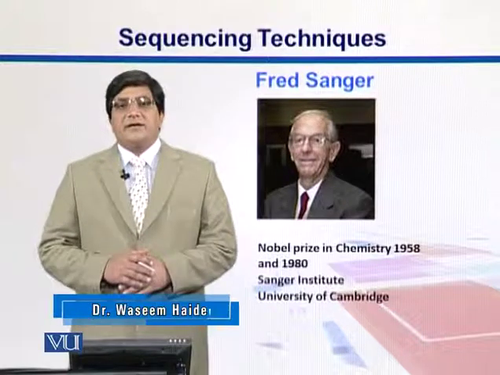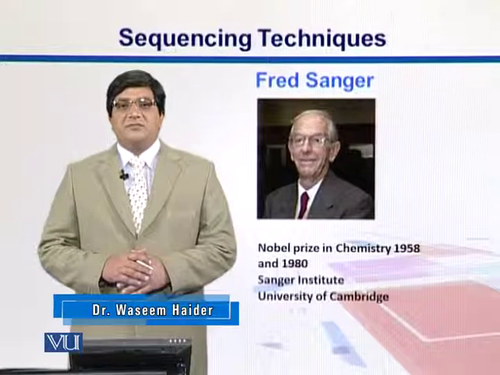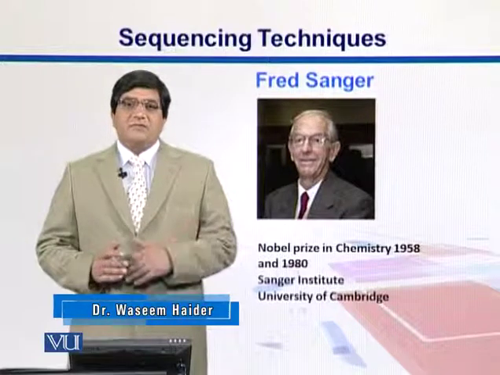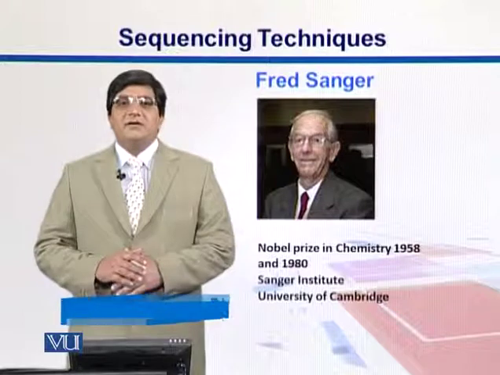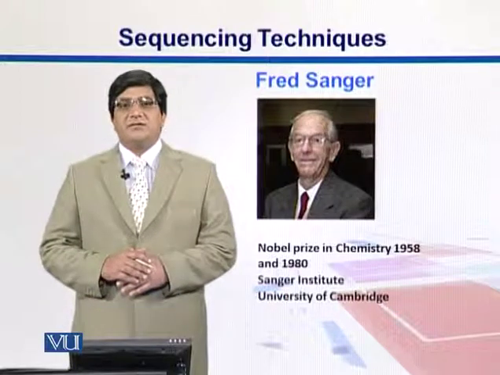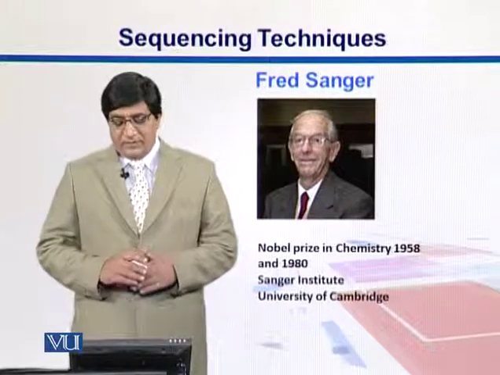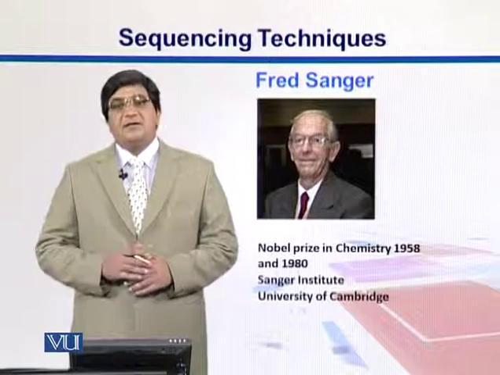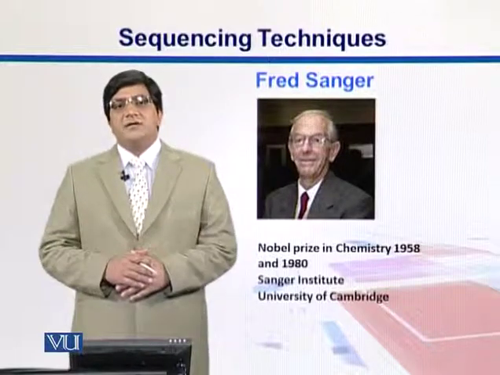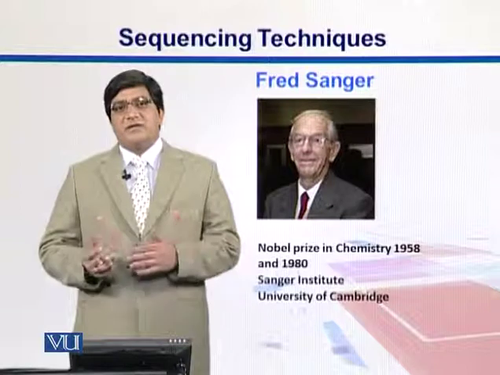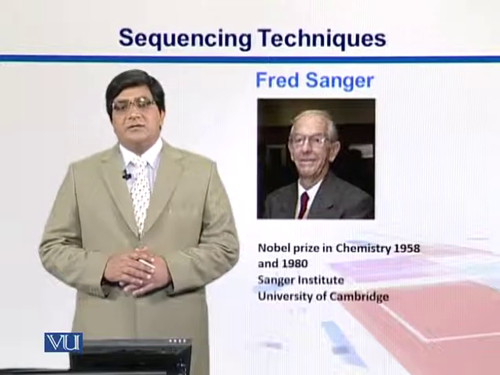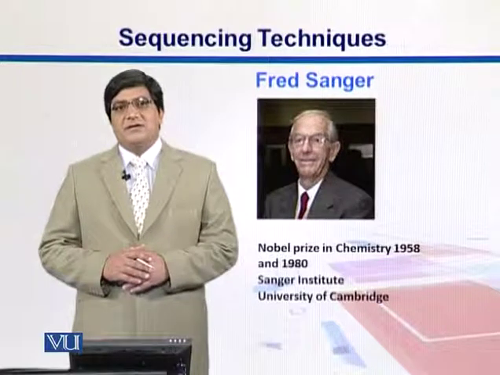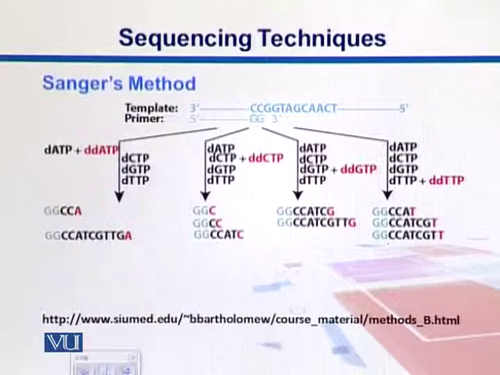structure, and then again for this chain termination method. That Nobel Prize was awarded in 1980, where he shared this Nobel Prize with Gilbert. And in University of Cambridge, they established an institute in his name. Now it is known as Sanger Institute. So here is the description of the Sanger method.